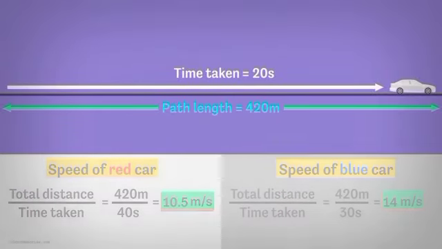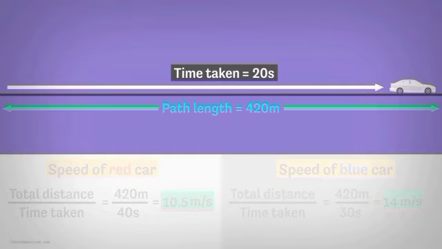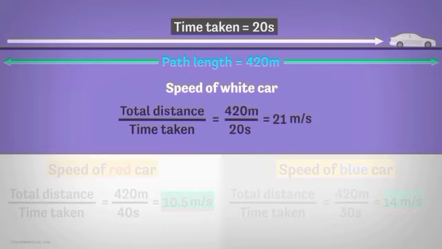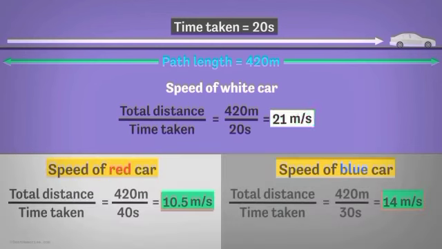Let's bring in a white car, which covers the same distance in 20 seconds. So what is its speed then? The speed is 420 meters by 20 seconds, which will give us 21 meters per second. And you can say that this ratio is greatest of all.